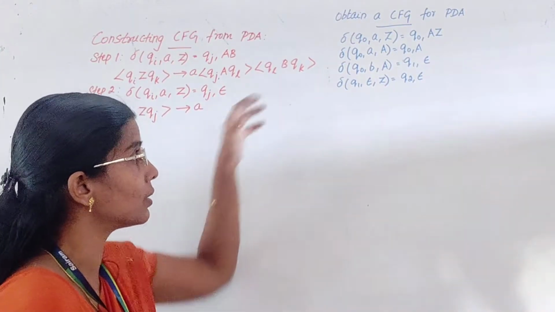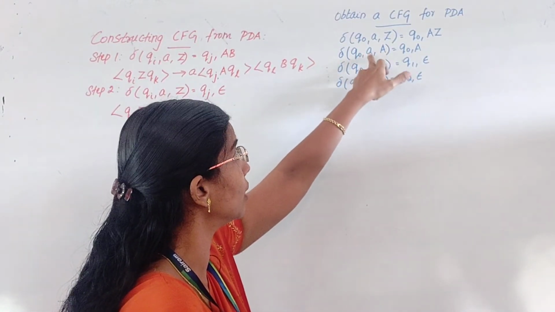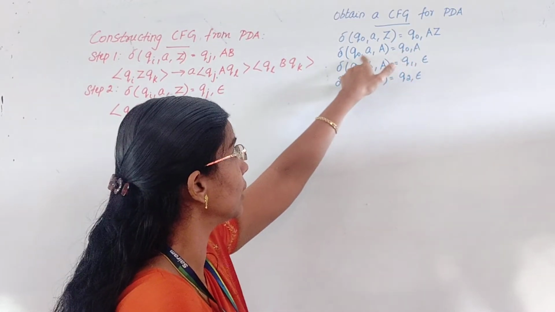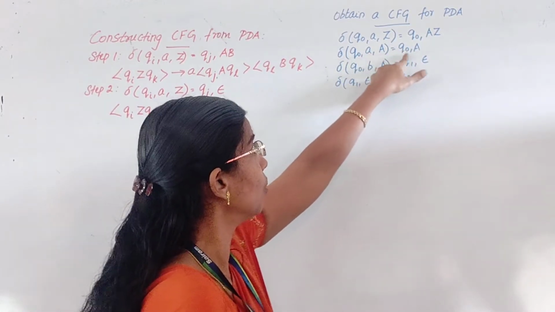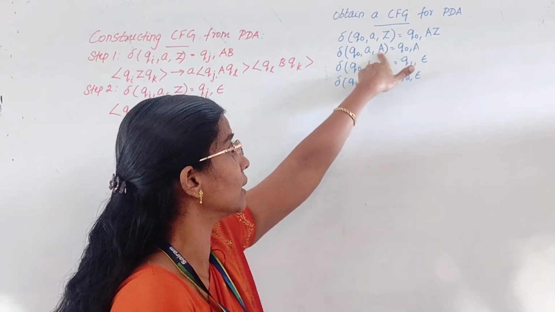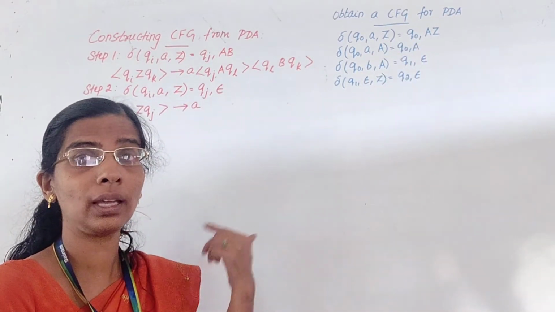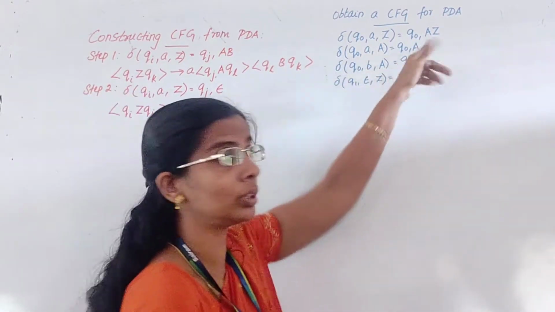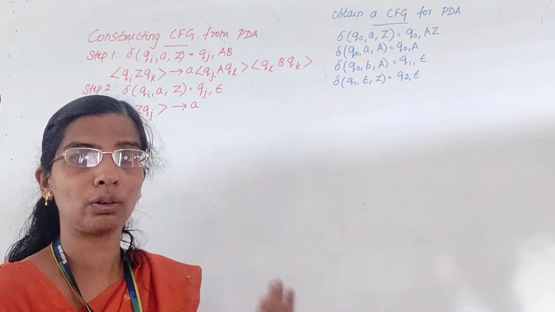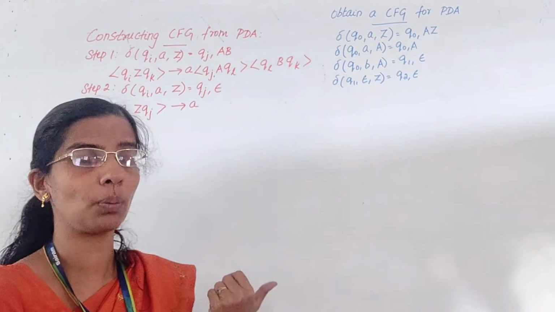For rewriting the second transition, have a look at this transition: delta of Q naught A is equal to Q naught A. Check, there is no state change. Moreover, there is no change in your stack also. Here the stack top is A, and after also the stack top is A. So there is no change in state and no change in stack top.